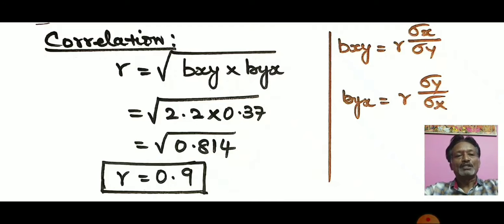Here first you multiply 2.2 into 0.37. So the value is the square root of 0.814. Now we have to remove the root for the value 0.814. After removing the root, the value is 0.9. This 0.9 is called the correlation value. So R equal to 0.9. Thank you.